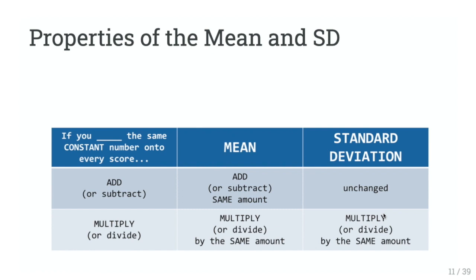So the mean and standard deviation move very predictably when we make any changes to the data. But remember, in this case, these properties we're talking about apply if we make the change to everybody, not just to some individuals in the data.